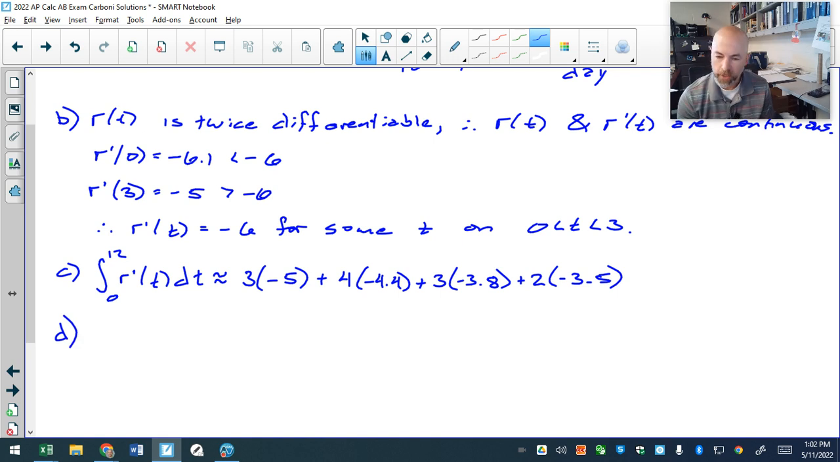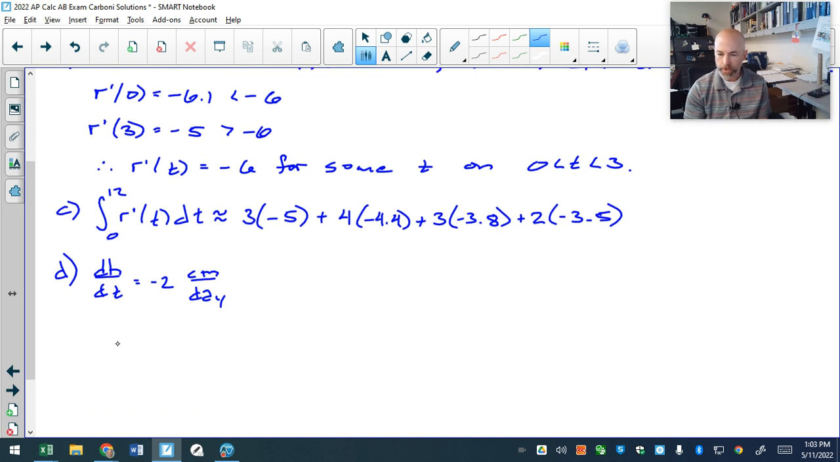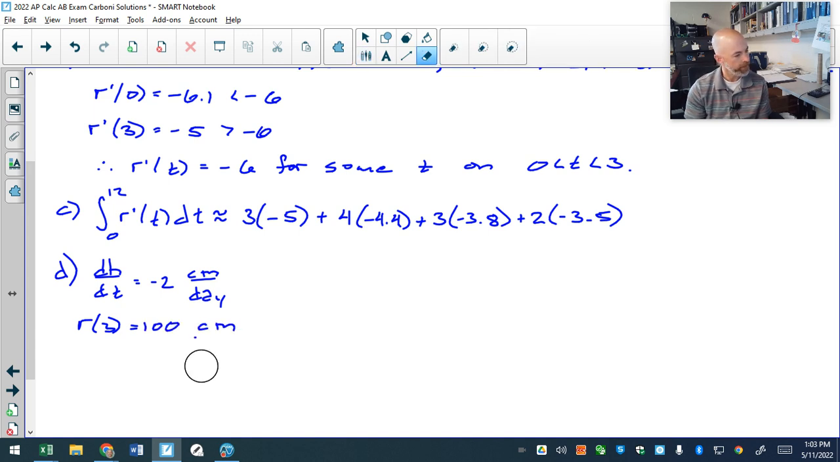All right, so another related rates problem. The height of the cone decreases at a rate of 2 centimeters per day. So I'm going to make a note that dh dt for this cone, and because the height is decreasing, that will be negative 2 centimeters per day. At time t equals 3, the radius is 100. So my radius at time 3 is 100 centimeters. The height at time 3 is 50 centimeters.